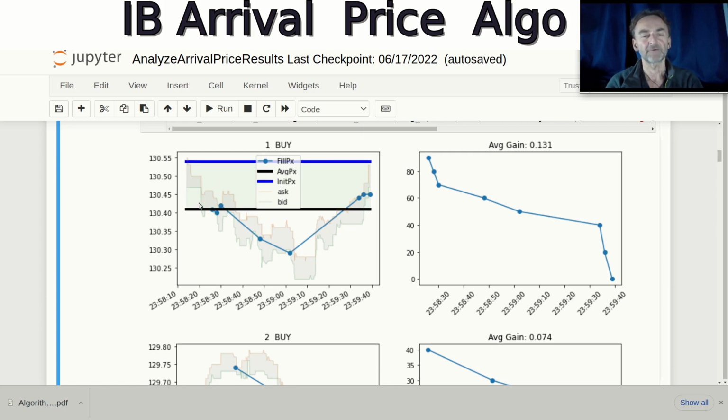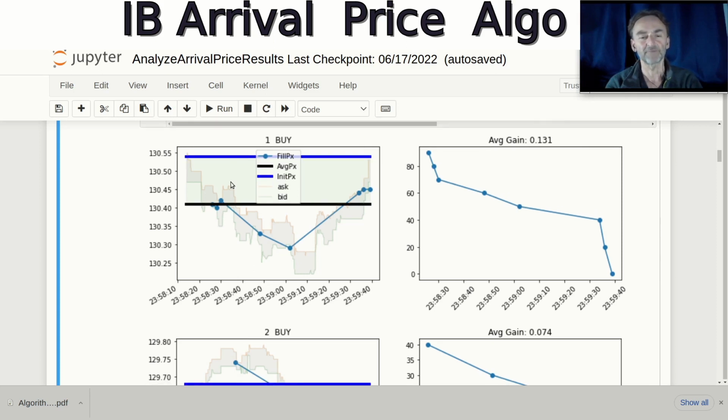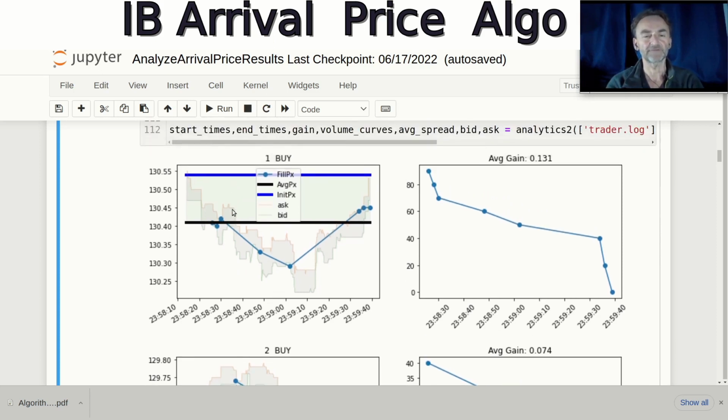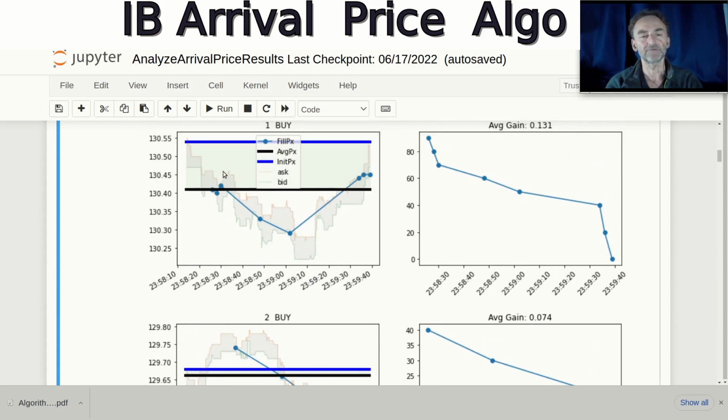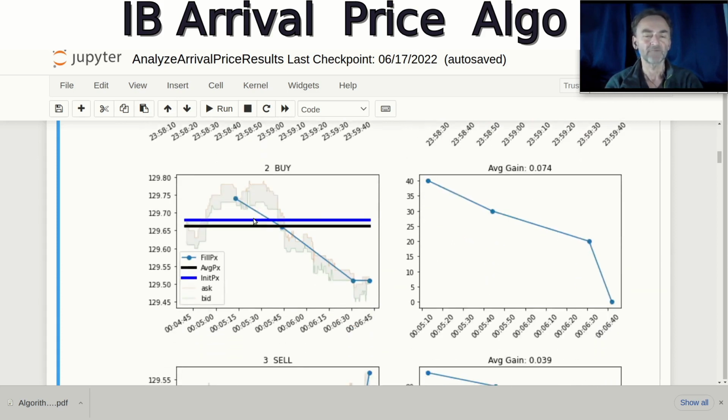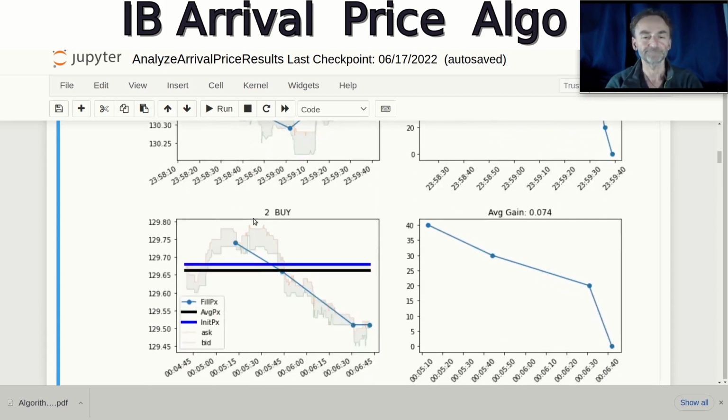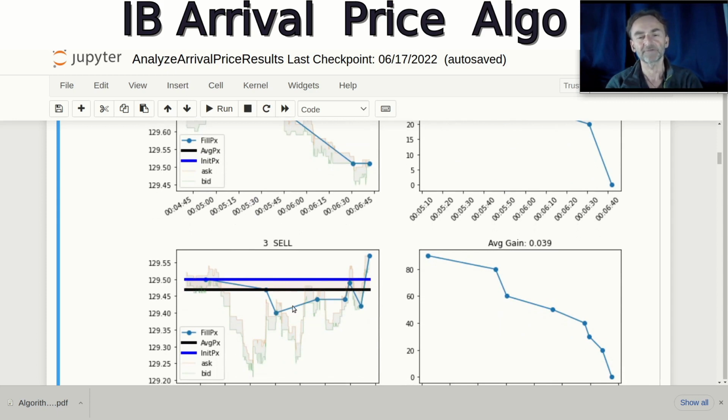But overall, our actual average price was in fact better than the initial price by quite a big margin. That was really quite interesting, and we gained a bit. Then you see the second trade the same, and the green between those two lines means we're getting better than the market price. In this case here we have a sell, and because the price went down, our average fill price ended up a bit lower than the initial price. So we actually lost a little bit of money to the overall market price.